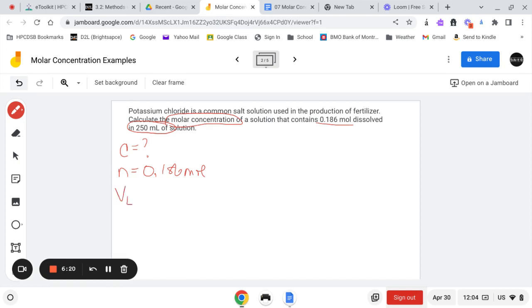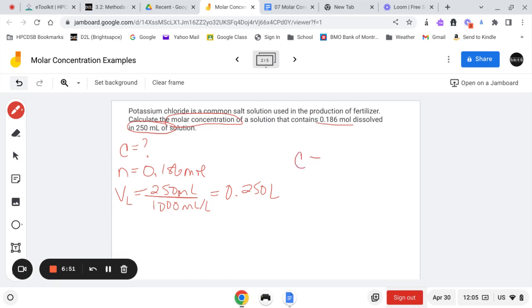So remember that my volume has to be in liters now. So if I'm taking 250 mL, I have to divide that by 1,000 mL per liter, and I get a value of 0.250 liters. Okay, really, really important now that your units are properly represented. Because again, you got to be careful. Sometimes it's milliliters, sometimes it's liters. Molar concentration, we need liters.